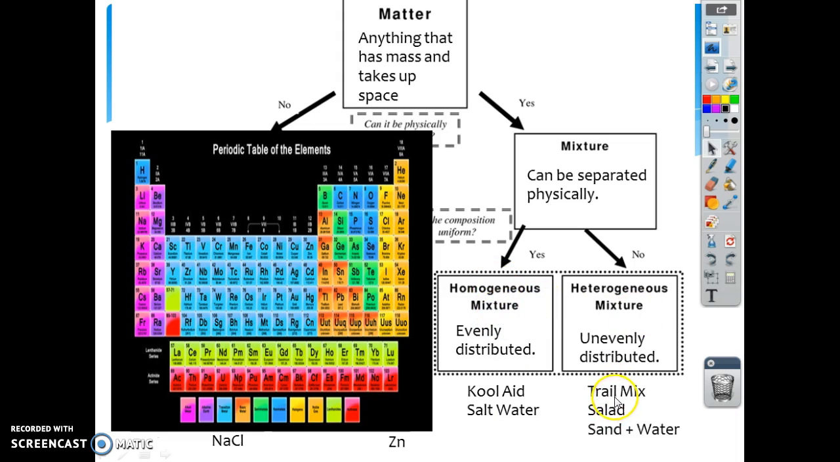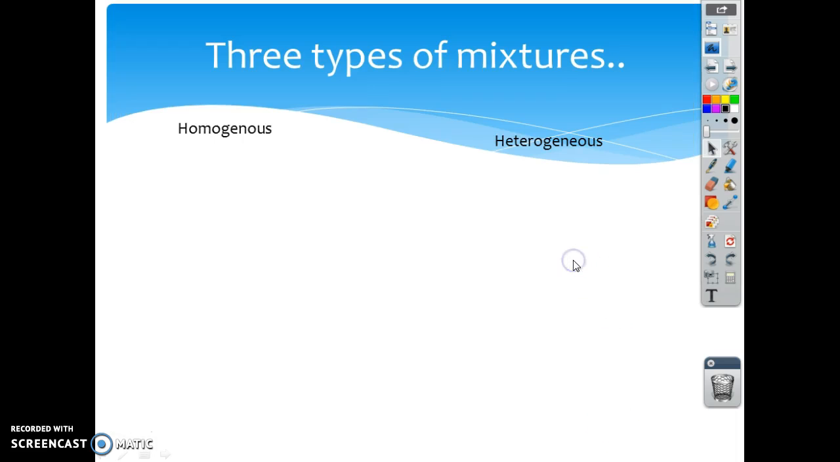And I can see the difference in trail mix. I only want the M&Ms in the trail mix. I don't care about that other stuff. I can pick them out. I don't want those tomatoes in my salad. I can take them out. I don't want sand in my water. I can filter it out. That makes it a heterogeneous mixture.